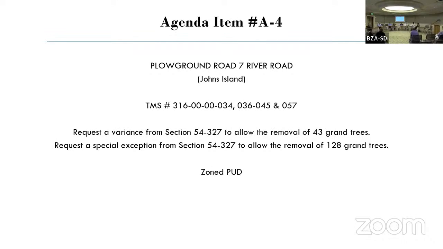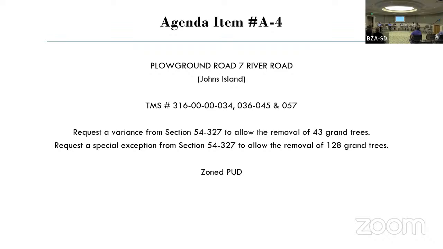All right, so our final item on the agenda today is Plow Ground Road and River Road. The TMS numbers are 316-00-00034, 036 through 045, and 057, Zone PUD. A request of variance from Section 54-327 to allow the removal of 43 grand trees. A request of special exception from Section 54-327 to allow the removal of 128 grand trees. It'll be up to you now, Eric.